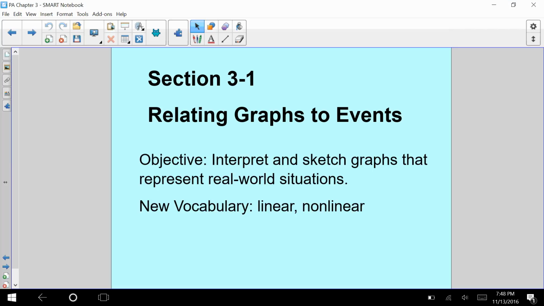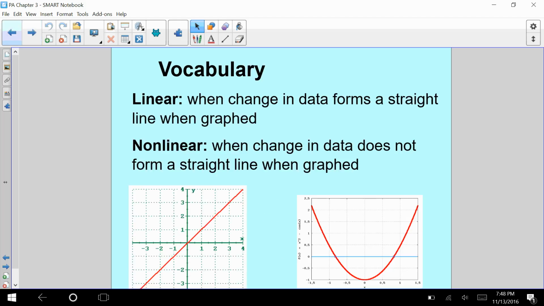This is section 3.1, relating graphs to events. Our objective today is to interpret and sketch graphs that represent real-world situations. Let's start with our vocabulary.